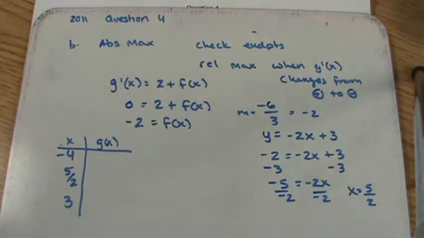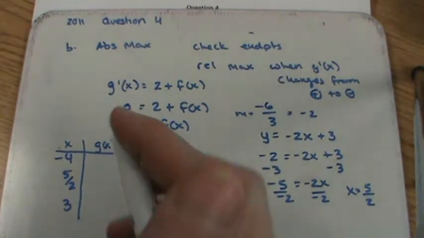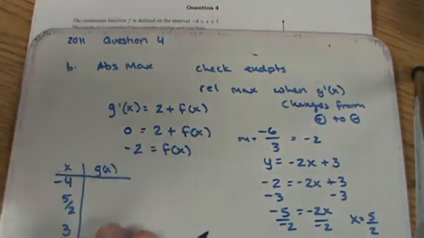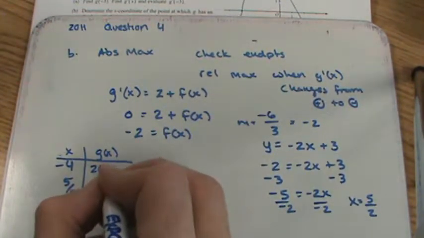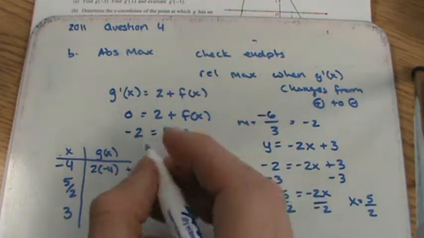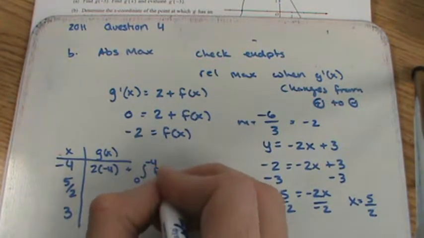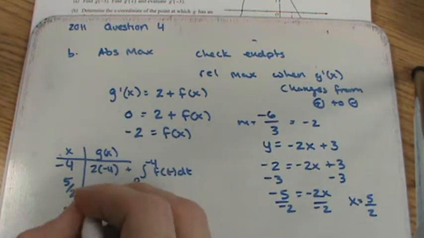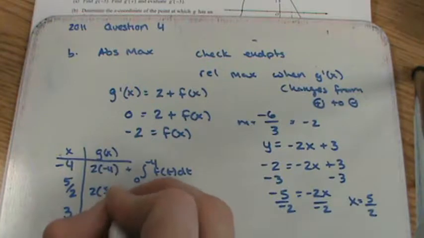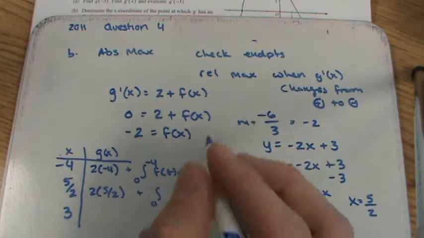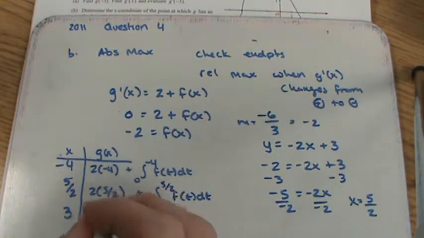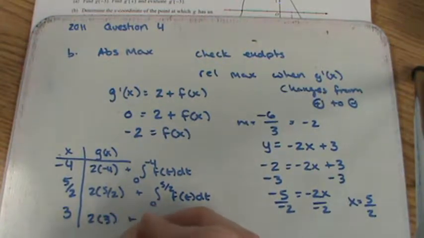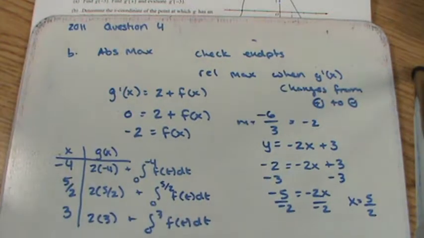So we're going to actually plug this in and figure out what we have going on here. So for g of x, remember the equation for g of x is 2x, so 2 times -4 plus the integral of 0 to -4 of f of t dt. All right, 5/2, we'll do 2 times 5/2 plus the integral of 0 to 5/2 of f of t dt. And 3, 2 times 3 plus the integral of 0 to 3 of f of t dt. And we got to figure out which one of these is the maximum value.